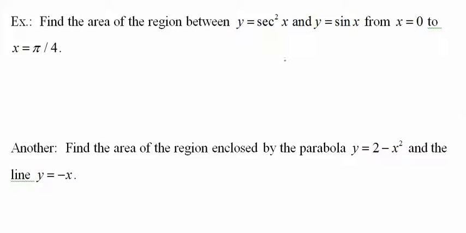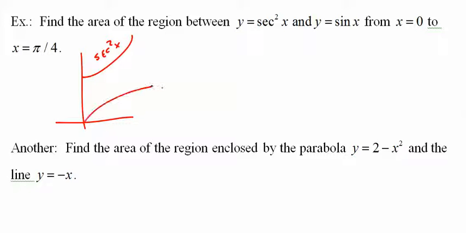What's the area of the region between secant squared and sine x? If I graph these, I see that secant squared looks like this, and sine x looks like this, and pi over 4 is right about here. So here's our region. From 0 to pi over 4, secant squared on top.